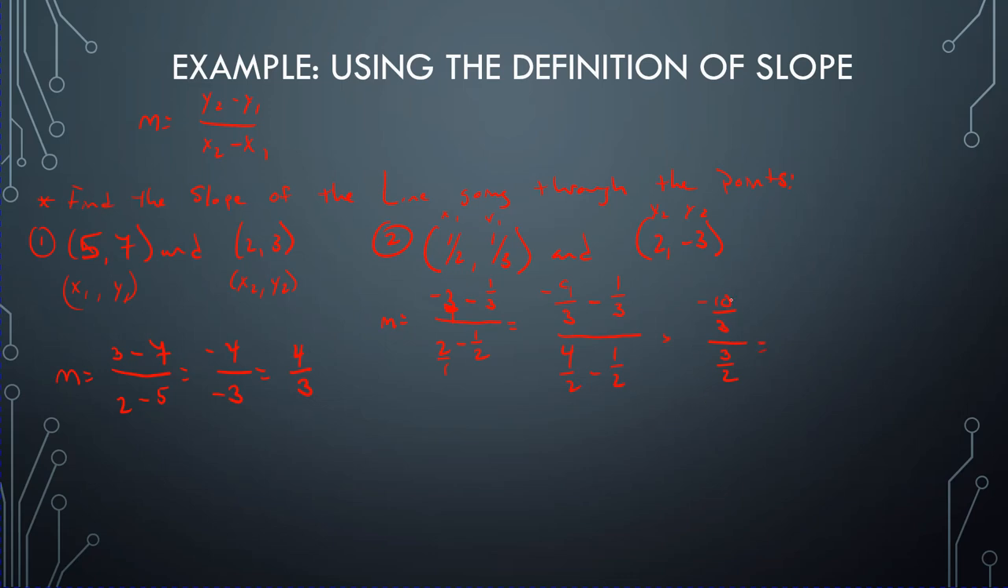So then you need to evaluate this. Keep change, so minus 10/3, change division to multiplication, and then flip this. So what does this become? Instead of 3/2, it becomes 2/3. Well, let's see what we get here. Minus 10 times 2 gets me minus 20. 3 times 3 gets me 9. So this slope ended up being minus 20/9.